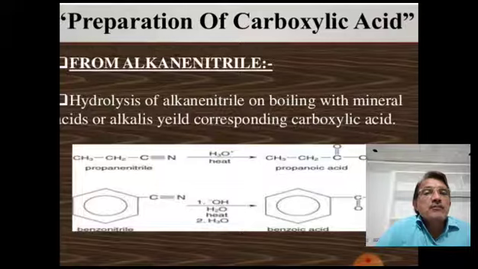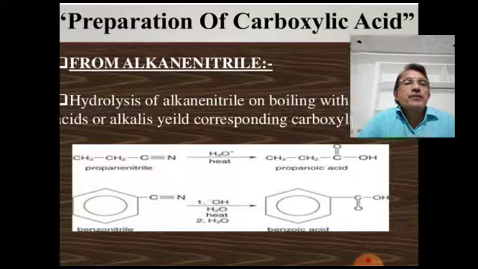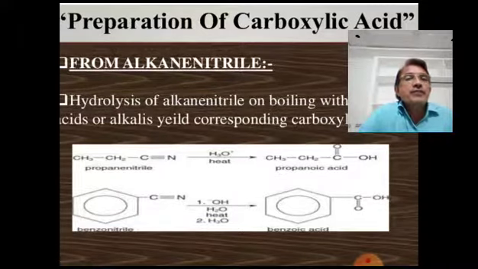Another example, benzonitrile, that is phenyl cyanide. This benzonitrile on alkaline hydrolysis gives benzoic acid. In this reaction, the -C≡N group is directly converted to -COOH. So, from alkane nitrile, carboxylic acids can be obtained.